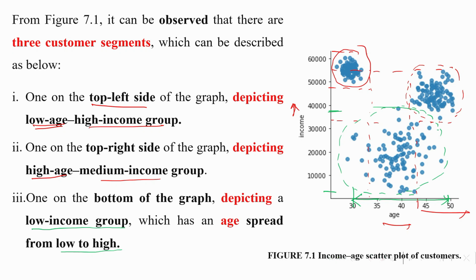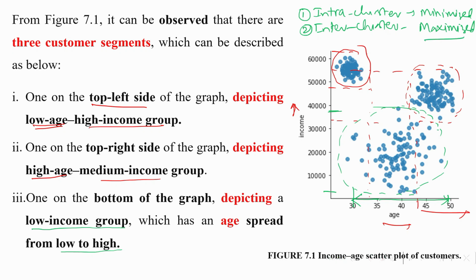There are two principles. One is that the intra cluster distance must be minimized, and the second is that the inter cluster distance must be maximized. Based on these principles we are going to construct the clusters. So this is about how we are going to form the clusters.